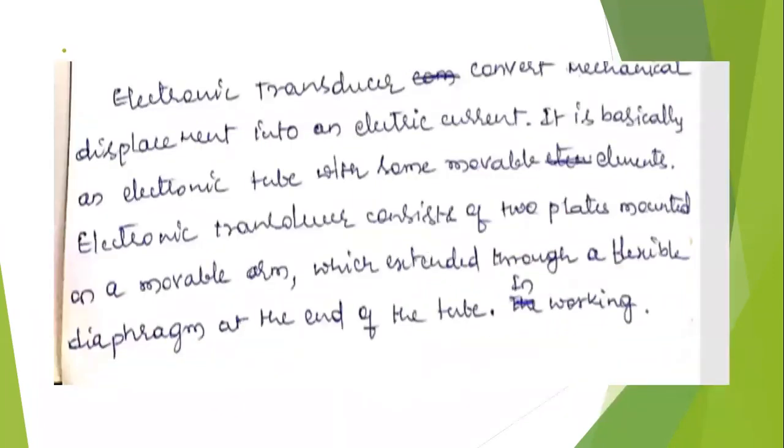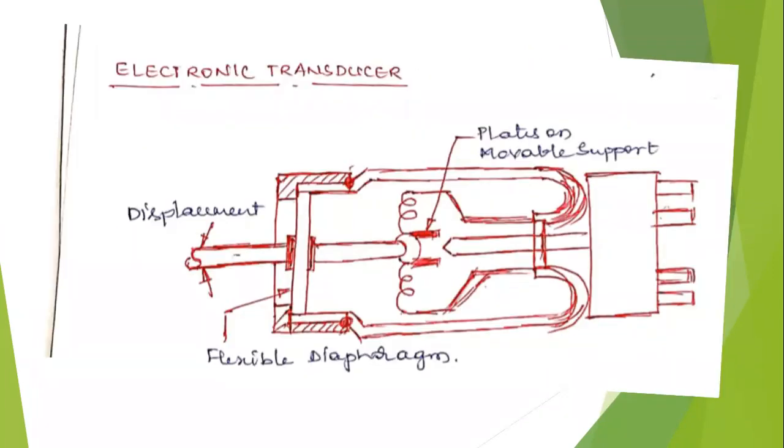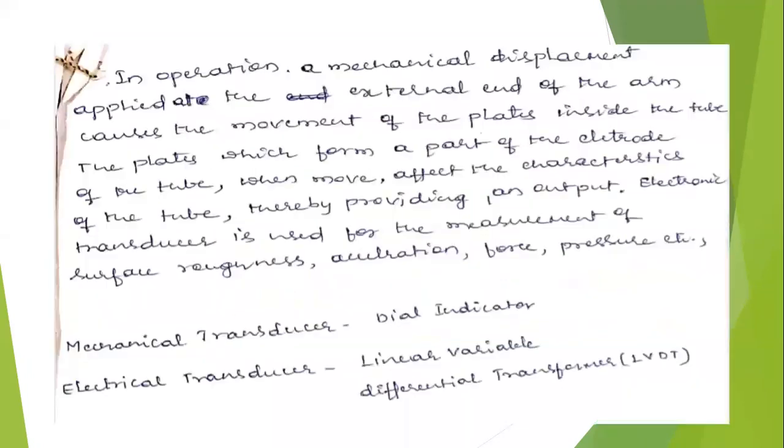List the advantages and limitations. This is very, very important. Almost all the question papers have a question on electronic transducers, and you can expect this question in the examination this time also. Mark it, very, very important. Next, come to the point.